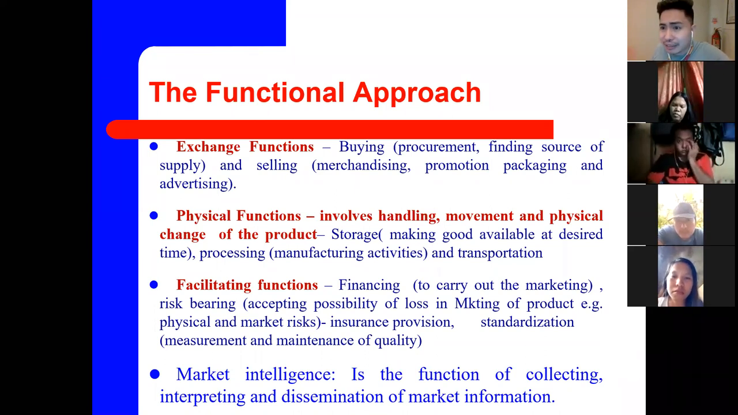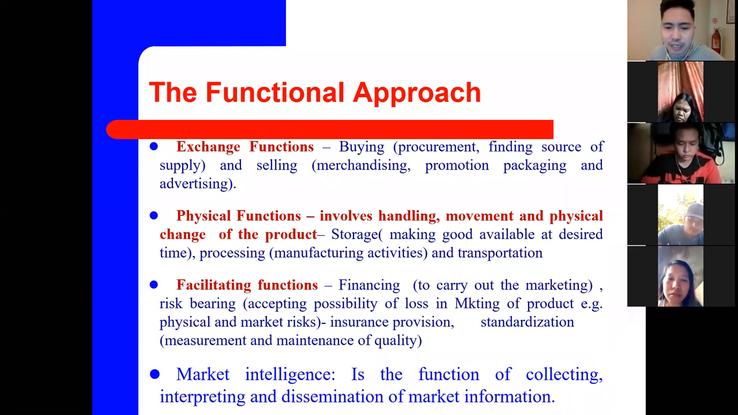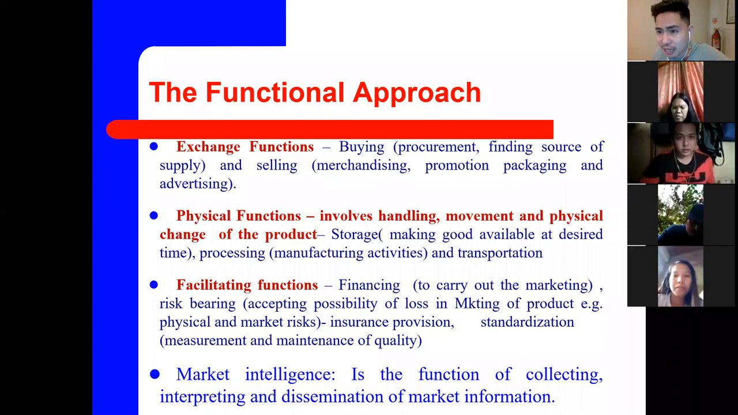And take note that in the functional approach, marketing intelligence is very important, because it's the function of collecting, interpreting, and disseminating market information. That is why I studied data analytics outside, because it helps me become a better marketing practitioner so that I can understand how the market behaves. We need data so that we can create meaningful information that reflects the actual behavior of our market.